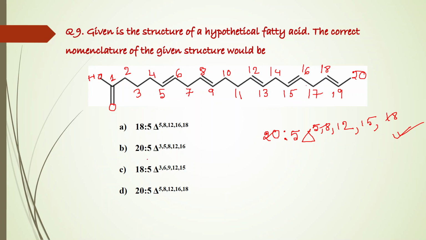I think the correct option should have been, okay, there is a mistake in this position. It is mistakenly written as 16. It should be 15. Okay, yes. So this is the correct designation or the correct option: 20:5, delta 5, 8, 12, 15, 18. Okay, so that is how you specify the nomenclature of a fatty acid through delta designation. Okay, let us move to the next one.